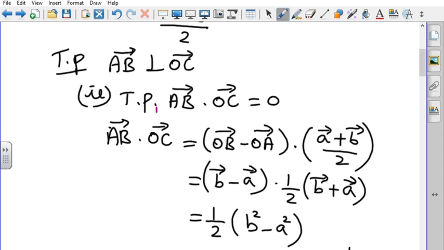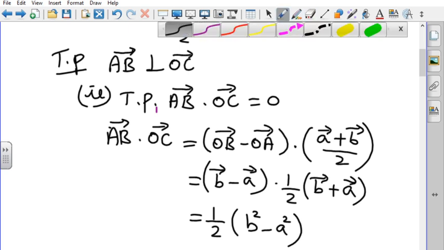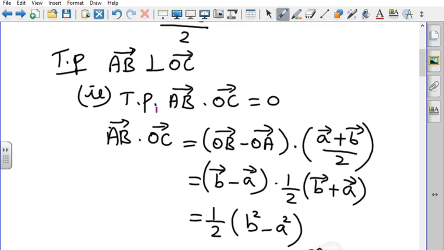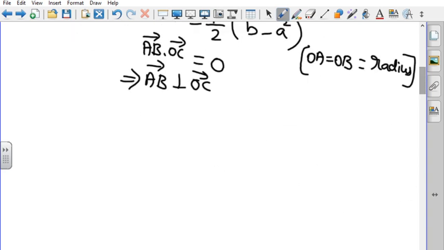We can write this as OA equal to OB equal to radius. So we can write B square minus A square equal to 0. That implies AB vector is perpendicular to OC vector. So what is AB vector dot OC vector? It is equal to 0. Hence we proved that AB vector is perpendicular to OC vector. Okay. Now let us go to the next problem.